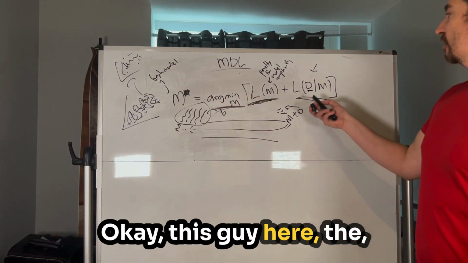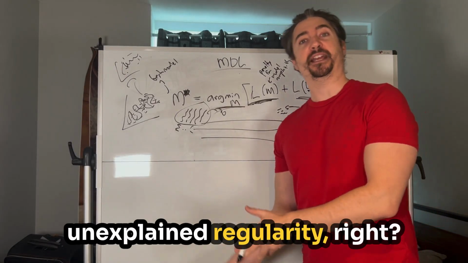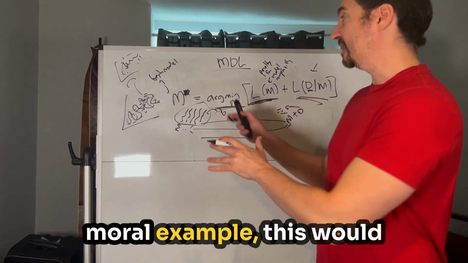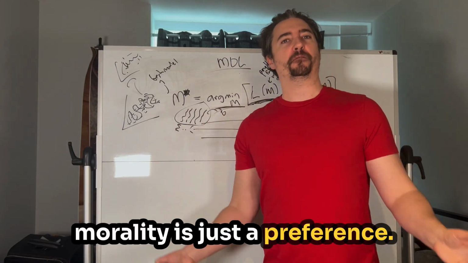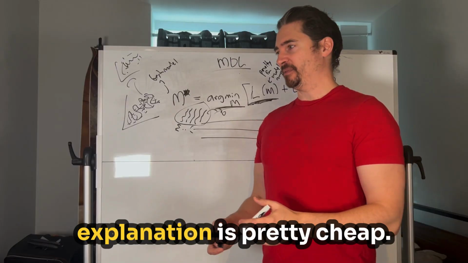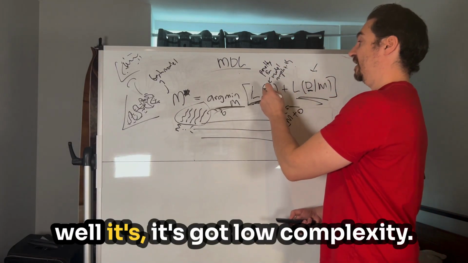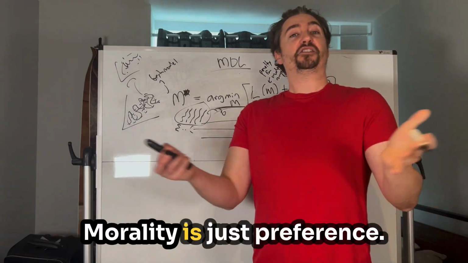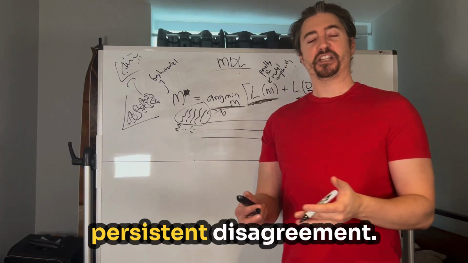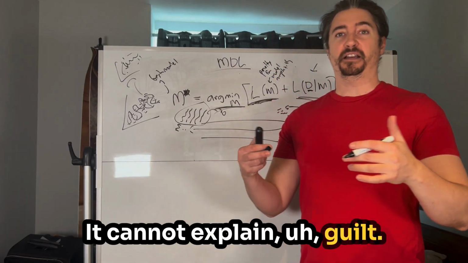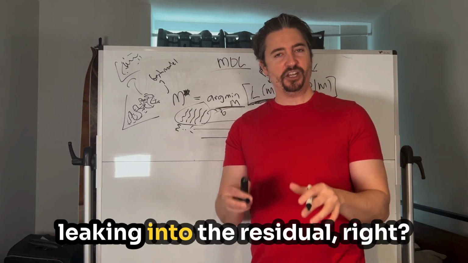Okay, this guy here, the description length of the data given the model, that's going to penalize the unexplained regularity, right? In the moral example, this would be moral underfitting. That's like saying morality is just a preference. Okay, that explanation is pretty cheap. It's cheap, which is maybe good because you could say it's got low complexity. Morality is just preference seems to have low complexity, right? But it cannot explain persistent disagreement. It cannot explain guilt. It cannot explain justification. So the same structure keeps leaking into the residual, right?